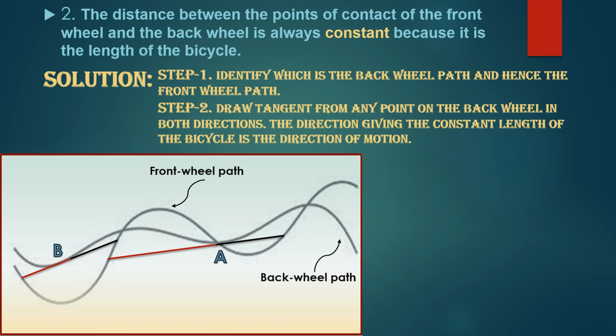The alternate way to do step 1 is to draw the tangents in both directions. If we have chosen the back wheel path, then tangents drawn in either direction will give a constant length of bicycle. But if we have chosen the front wheel path, then tangents drawn in both directions will not give the constant length of bicycle, and hence you can identify both the direction in which the bicycle had gone and which is the front wheel and which is the back wheel path of the bicycle.